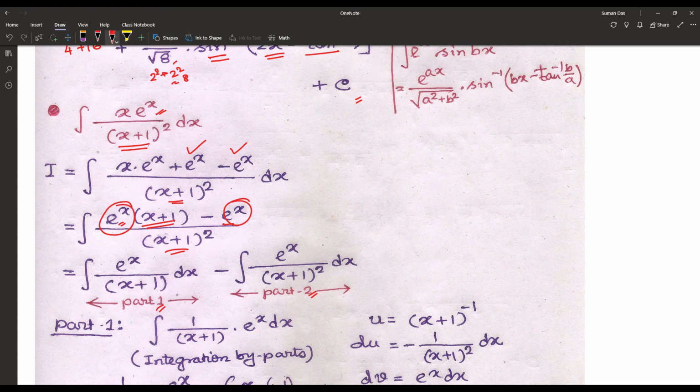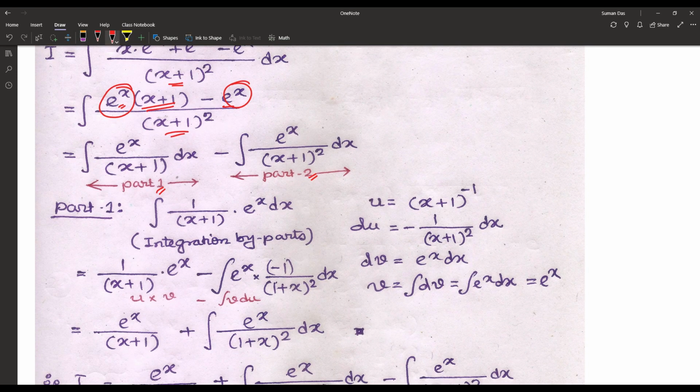So let's check part 1. We are using integration by parts here. We are taking it as u and that as dv. So du gives us minus 1 by (x plus 1) whole square dx, and dv is equal to e^x dx. So v is equal to e^x. That one is our u, that one is our v, u times v minus the integration of v du.